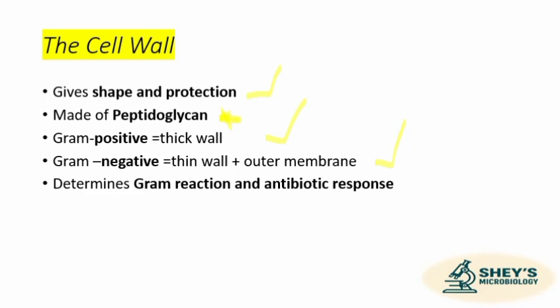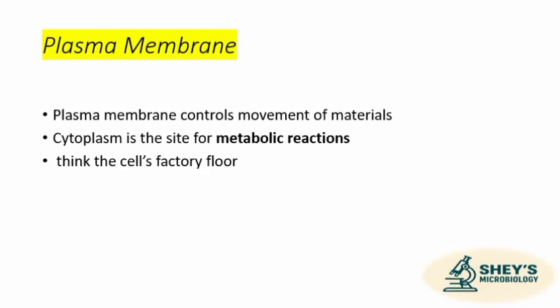Next, we've got the plasma membrane. Think of it like airport security. It controls what enters and leaves the cell. It's semi-permeable, so only certain molecules can pass. That's how the cell maintains balance. Then inside, we have the cytoplasm, a jelly-like mix where all the chemistry happens. It's where enzymes do their work, where nutrients are processed. You can think of it as the cell's factory floor, busy, efficient, and always active.